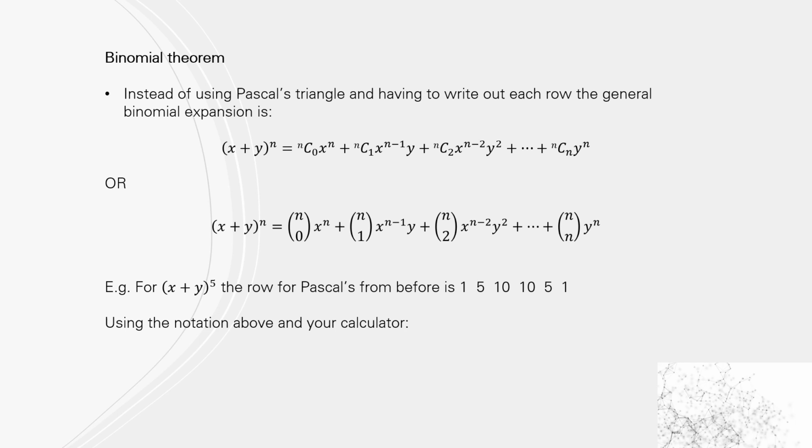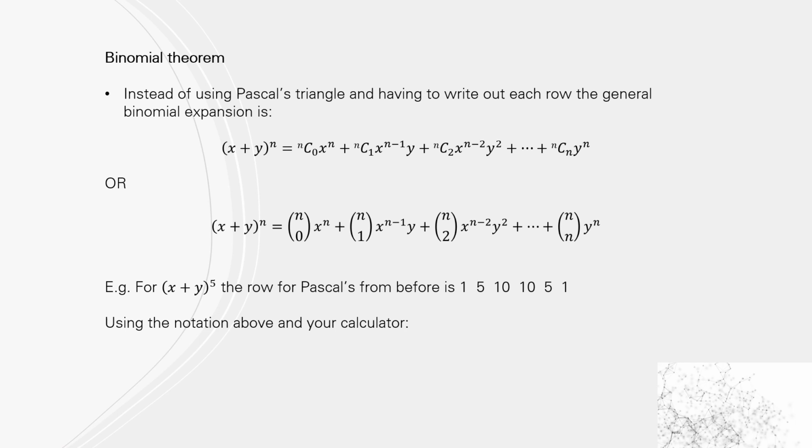So the binomial theorem is an easier way of working out the expansion of a binomial rather than having to remember Pascal's triangle. In particular, if we wanted to get all the way down to the 20th row, rather than having to write Pascal's triangle out for the 20 rows, we can actually use the binomial theorem.